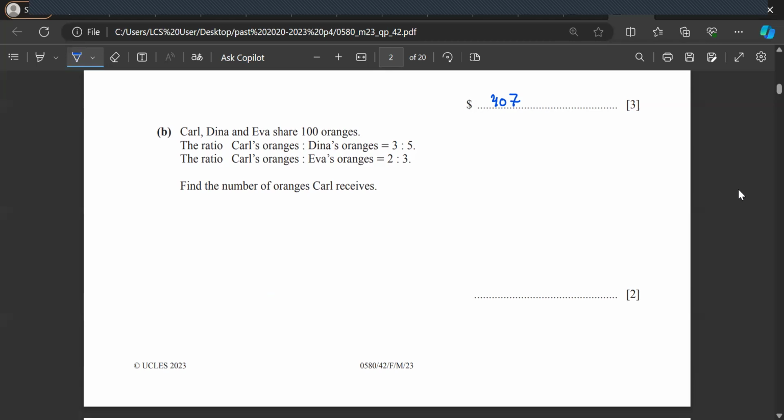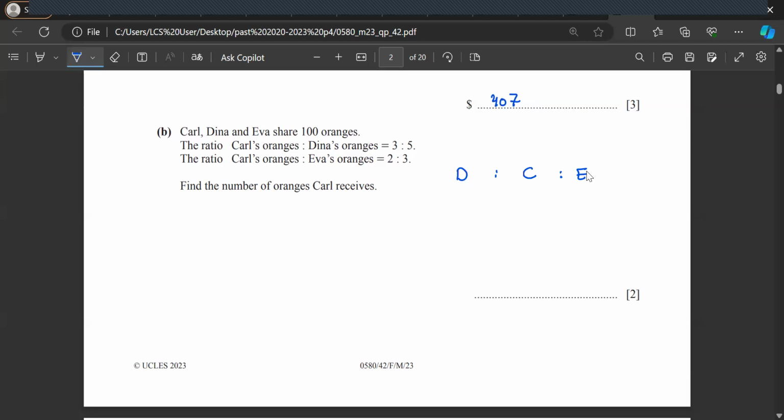First of all, now I have a compound ratio, meaning two ratios, one of them is common. What should I do? I should write them in one ratio. How would I write them in one ratio? First, let the common one be in between. So I will put Carl here and Dina here and Eva here.